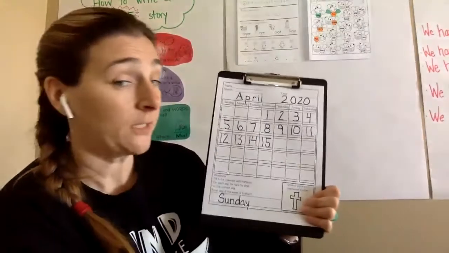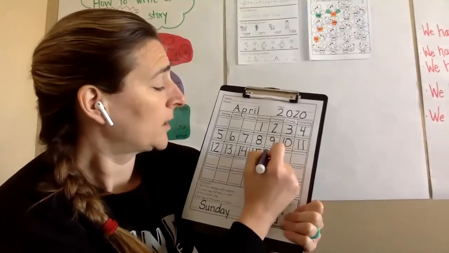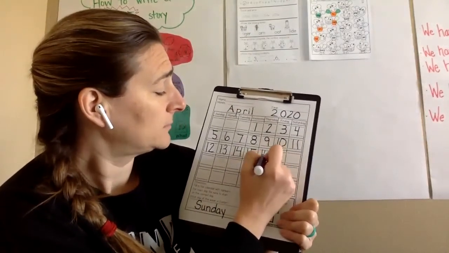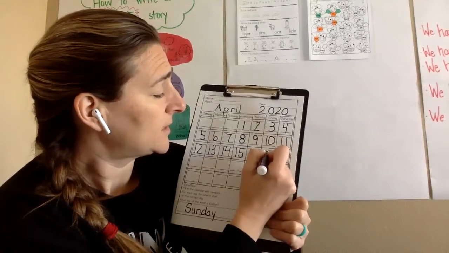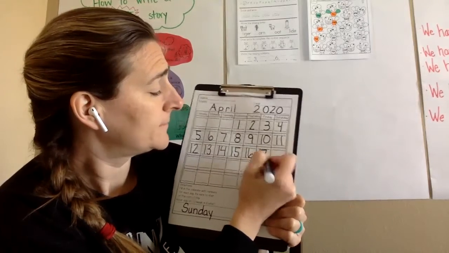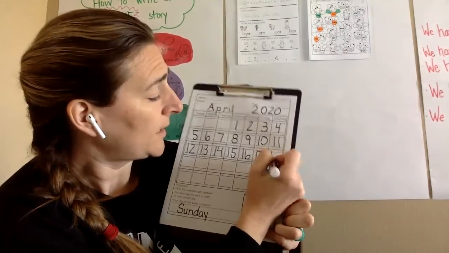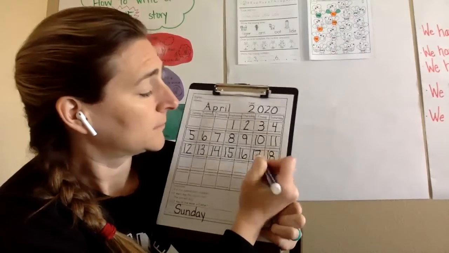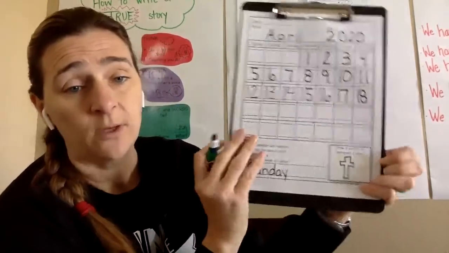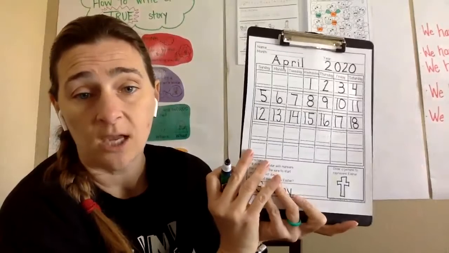So after 15 comes 16, and then 17, and 18, okay? And then we have to go down to the next row again, okay?